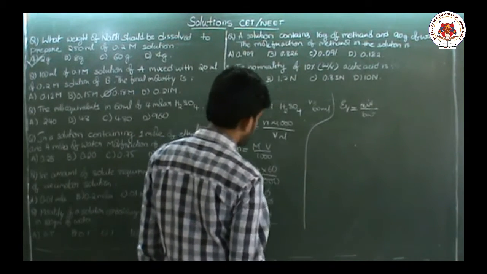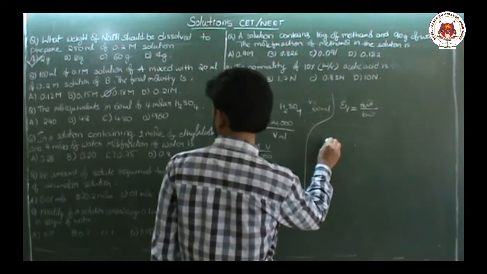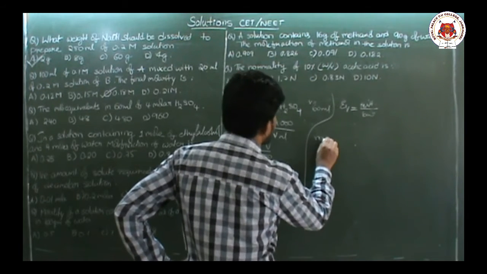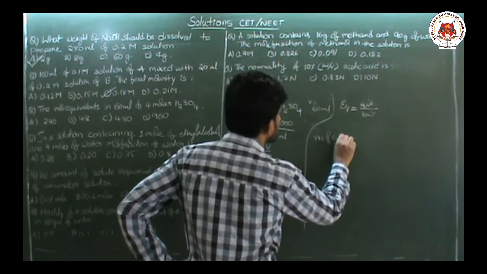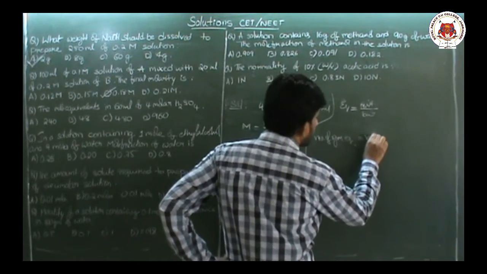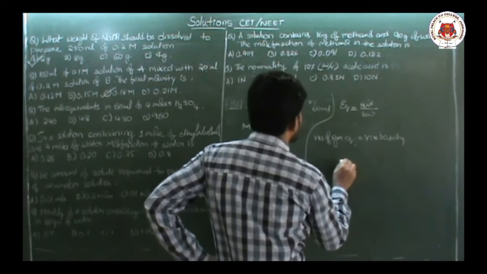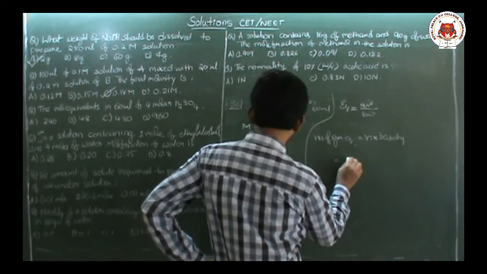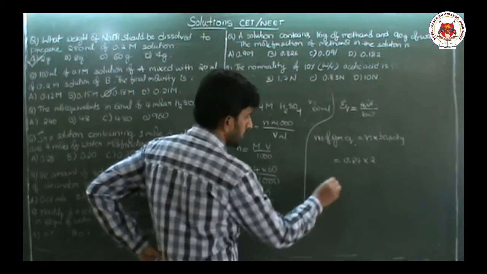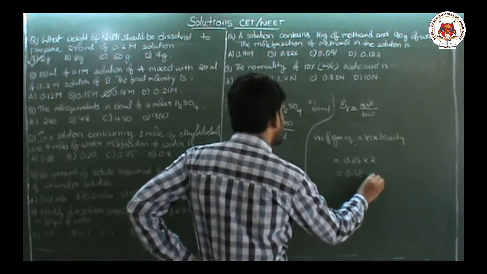So number of equivalents will be into basicity. Number of gram equivalents is equal to number of moles into basicity. Number of moles you are getting is 0.24. Basicity is 2 for H2SO4. That means it is 0.48 gram equivalents you got.